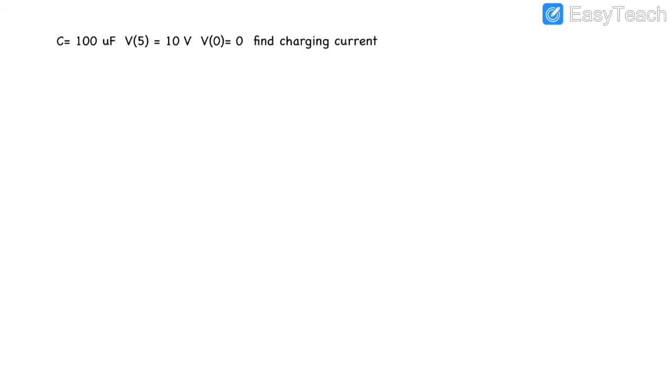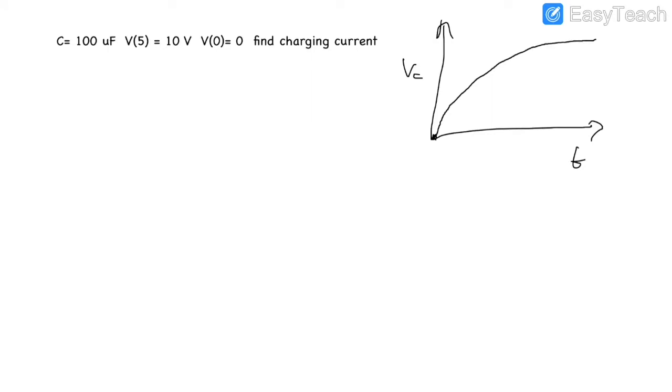All right. So if you guys remember, if you have a capacitor hooked up to a voltage source, if this is my time and this is my voltage across the capacitor, initially, when there's no source, it's going to be 0, but it's going to rise up, rise up, rise up like this, a first order system. All right. Okay, so our question says our capacitance is 100 microfarads. So V of 5 is just voltage at 5 seconds. So the voltage after 5 seconds is 10 volts.